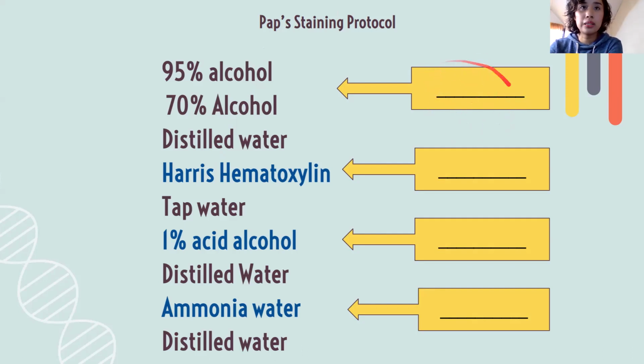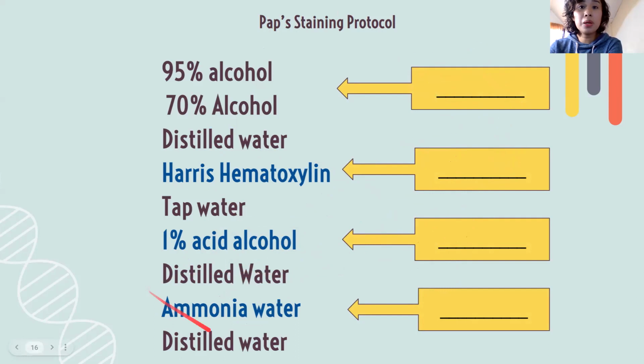Hindi ko na sinulat. Dapat alam niyo na yan. Descending grade. Next, guys, Harris hematoxylin. Harris hematoxylin for nuclear staining. Acid alcohol. Anong purpose ng acid alcohol? Parang sa H&E. Differentiator.